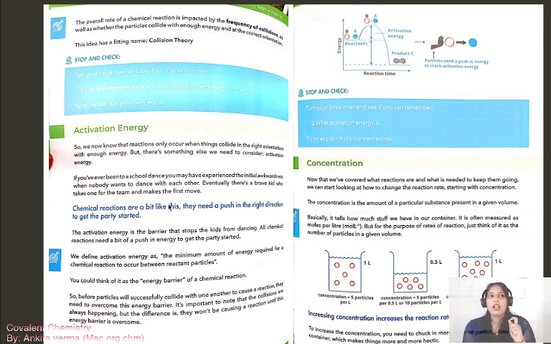It means I'm coming with the activation energy, which gives you energy, and then you are ready to react. That is the main purpose of this activation energy, right? So activation energy is the barrier that stops the kids from dancing. All chemical reactions need a bit of push, meaning the motivation, and that motivation is activation energy.